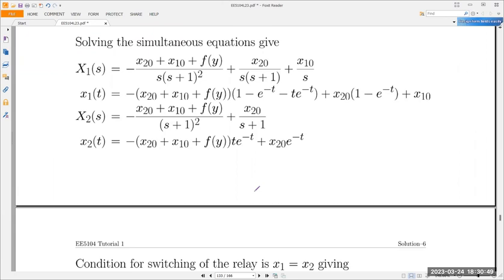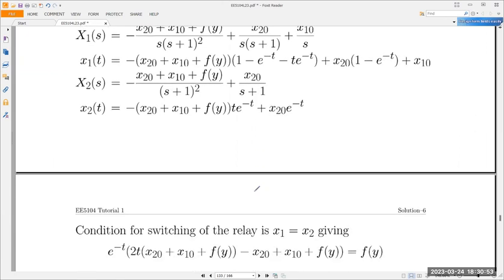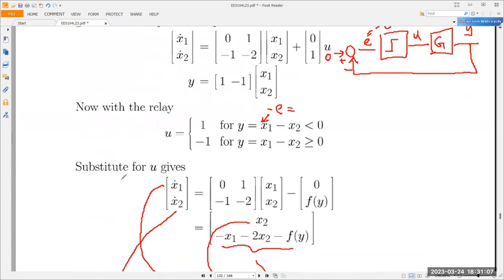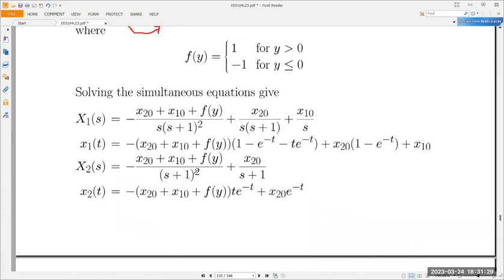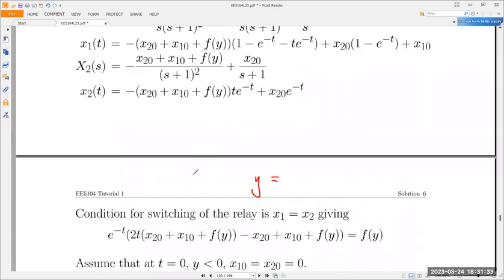Now the condition for switching, when the relay switches from positive to negative and negative to positive, is when y equals 0. If you look here, the state space says that y is x1 minus x2. So when y is positive or negative, the zero crossing is at y equal to 0, where it switches from +1 to -1 and -1 to +1. So the switching condition would be y equals x1 minus x2 equals 0, which then gives this.